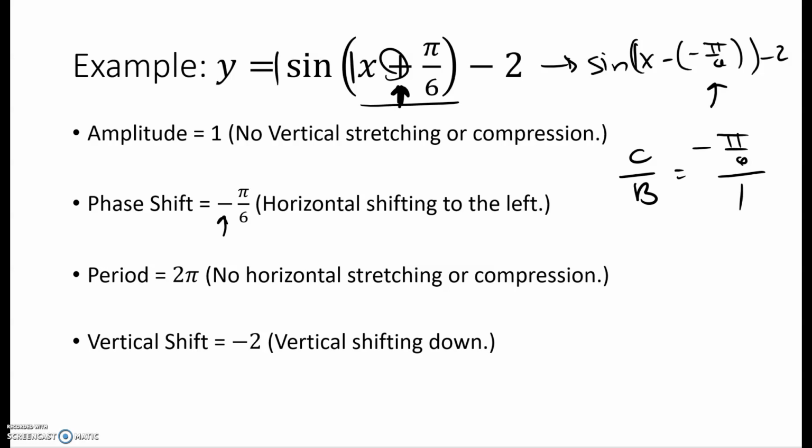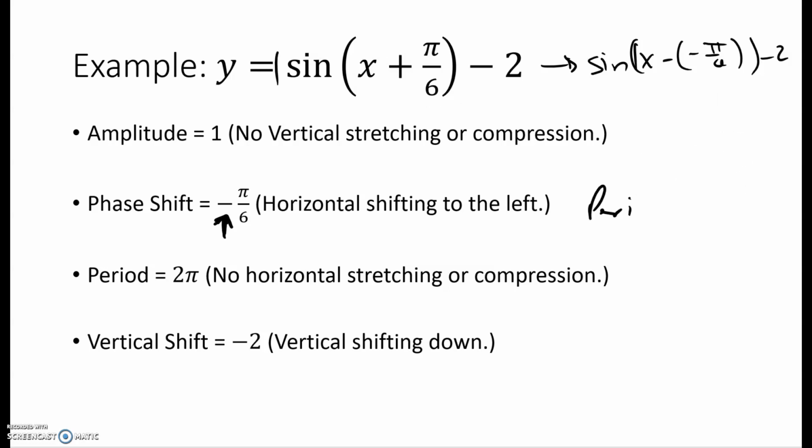Or you can look at the phase shift after you already find it and say, hey, it's negative, we need to go to the left. Either way works. Okay, so since b is just 1, then that means period, which is 2 pi over the absolute value of b, since that's going to be 1, then our period is just 2 pi. So we have no horizontal stretching or compression.